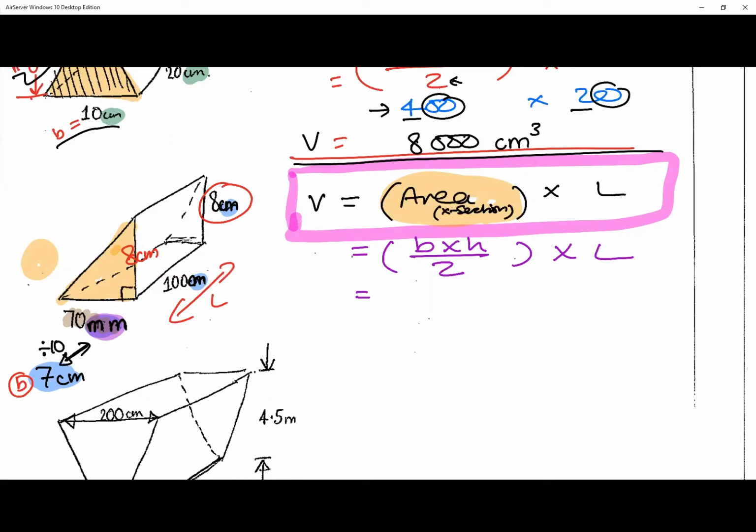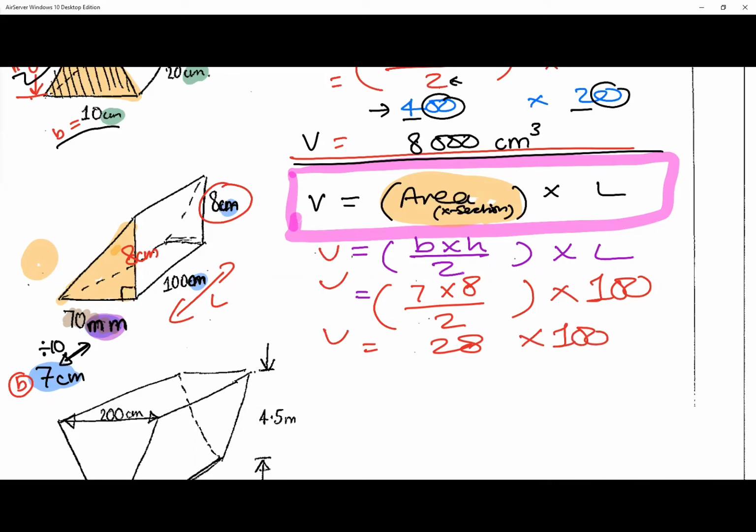Okay, so give me the values now. The value is 7 times by 8, which is divided by 2, which is 56 divided by 2. Which is? 28. And then you multiply that by the length of the shape, which is? 2,800.